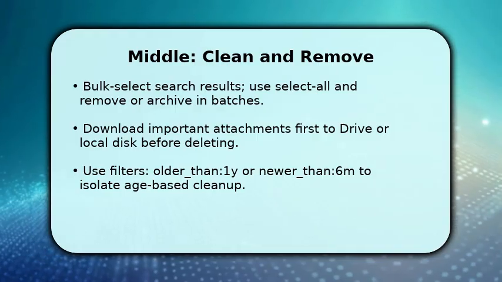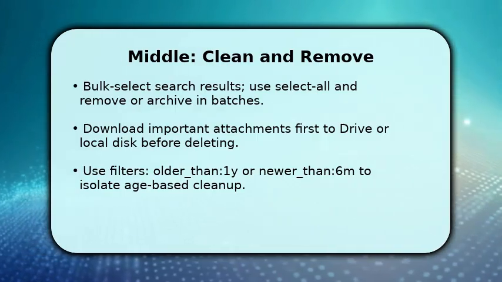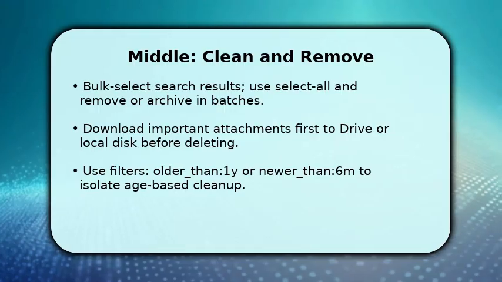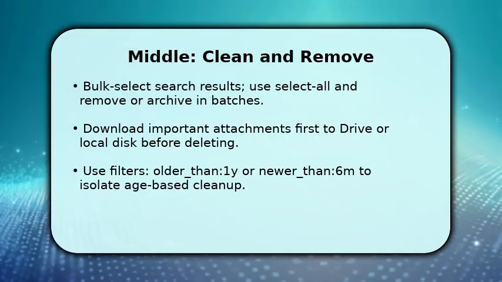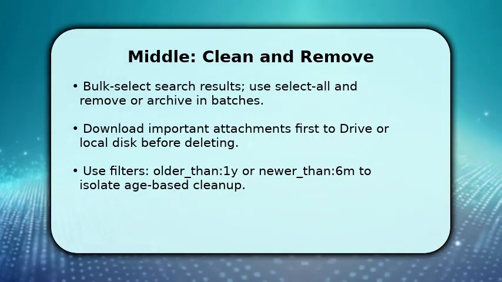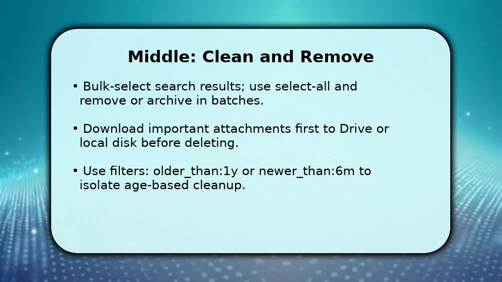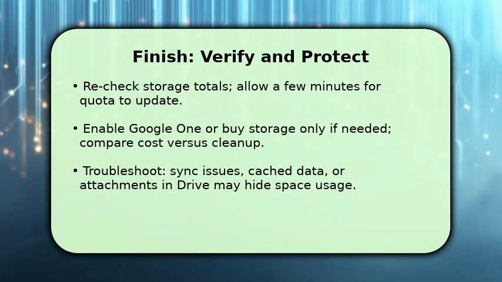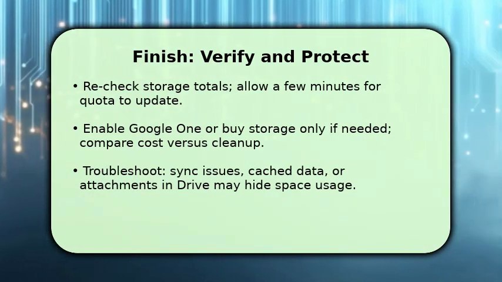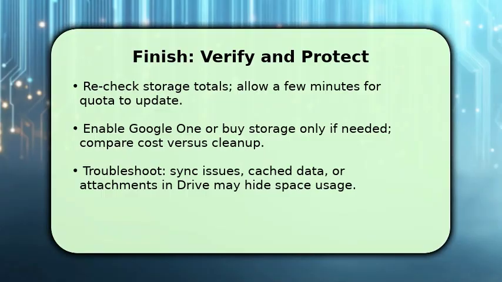Also apply time filters like "older_than:1y" or "newer_than:6m" to remove outdated conversations. Once a batch is removed, check storage again so you can pace the cleanup and confirm which steps freed the most space. Finish by verifying your storage totals and giving Google a few minutes to recalculate quotas. Changes may not be instantaneous.